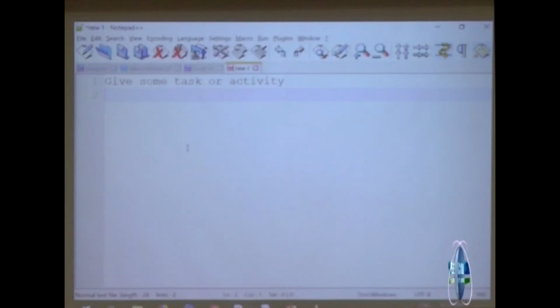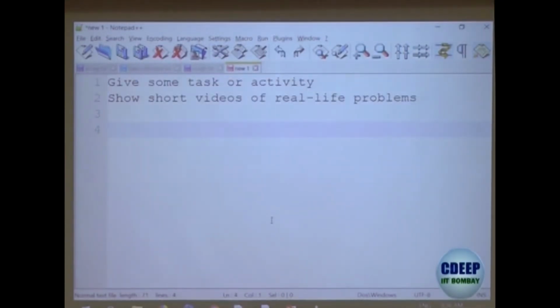Give some task or activity. Okay, next. Short videos. Okay, show short videos. What happens if I show short videos? Okay, we'll come to that. Real life problems. Okay, then what else? Interactive. That's a very loaded word. I'm going to put it in quotes because interactive can be in many ways. Asking questions.